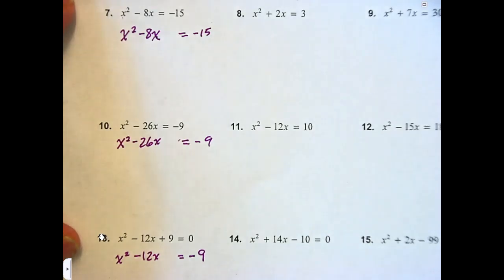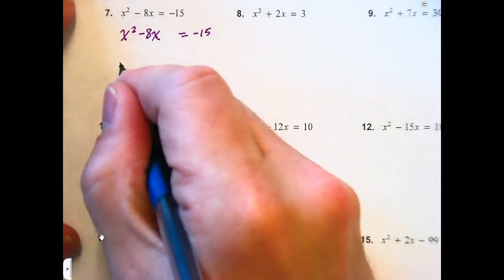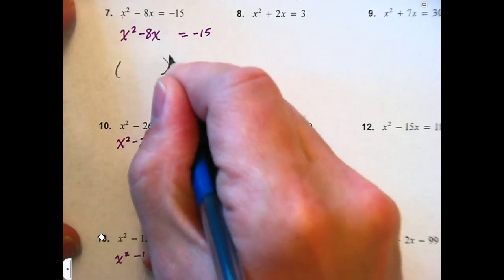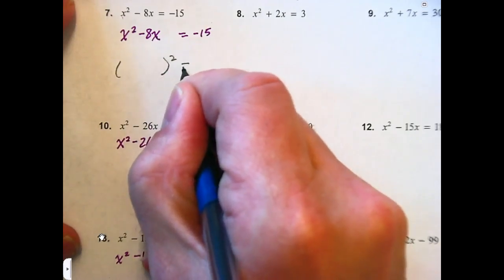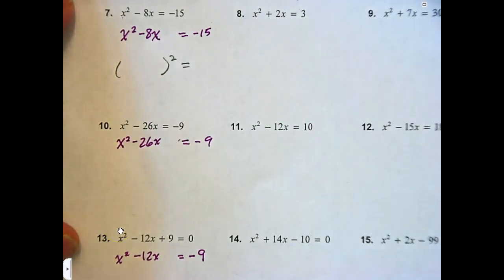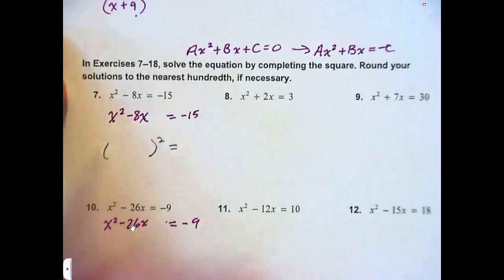Okay? So now, I need you to complete the square and write it in factored form, please, for number 7. Just like you did right up above.